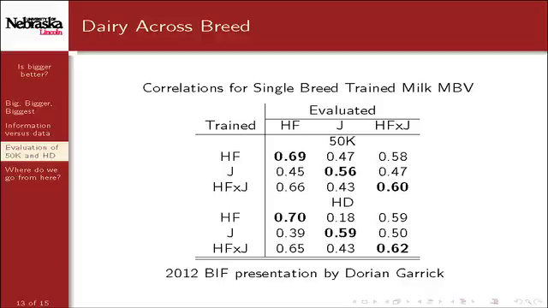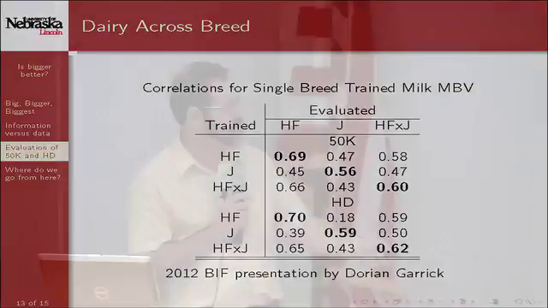So these are 50K results. Here are the HD results. The within breed values are very similar. Then they go across breeds. So I'm not saying there's a whole lot more robustness in terms of what Dorian was finding.